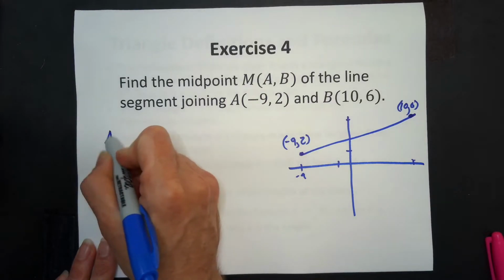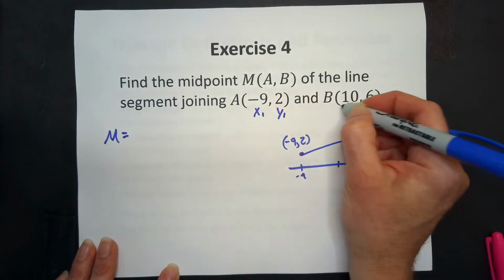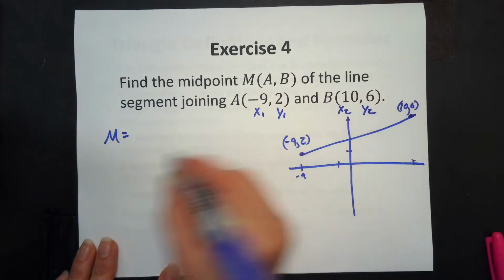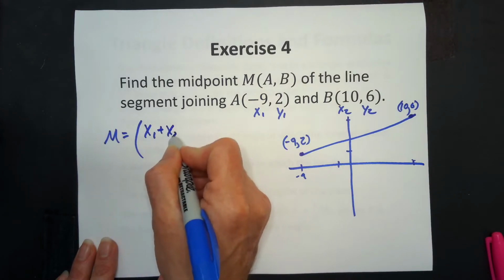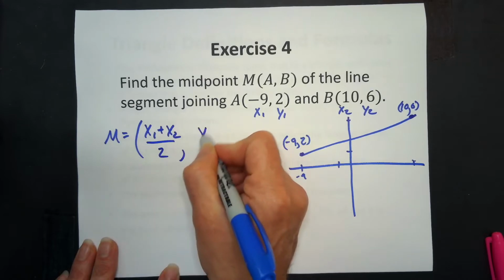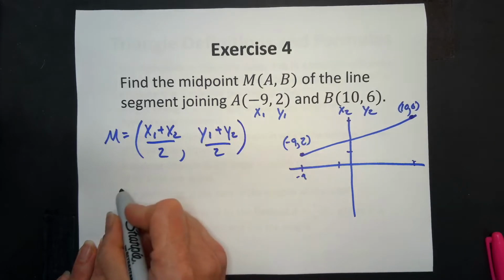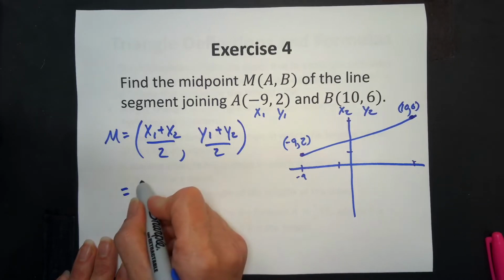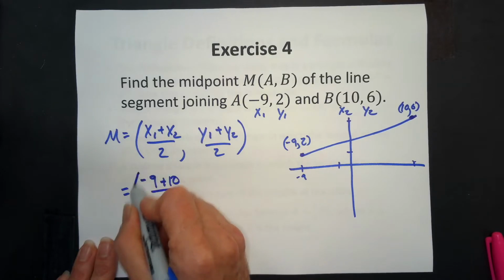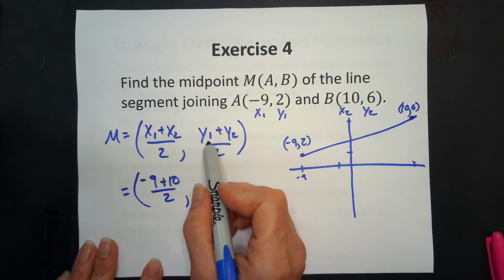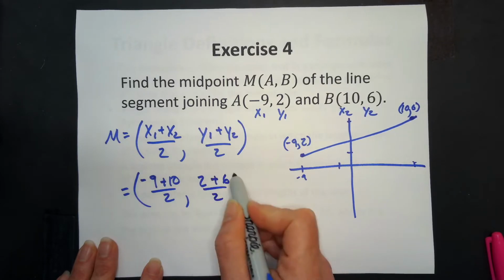And so I would say midpoint, and I like to label my points, so x1, y1, x2, y2, and I'm going to write my formula down. Always a good habit to get into, to write your formulas whenever you're doing math with them. Helps you remember them. And then once you have that, you're going to have negative 9 plus 10 over 2 for your x-coordinate, and your y-coordinate is going to be 2 plus 6 over 2.